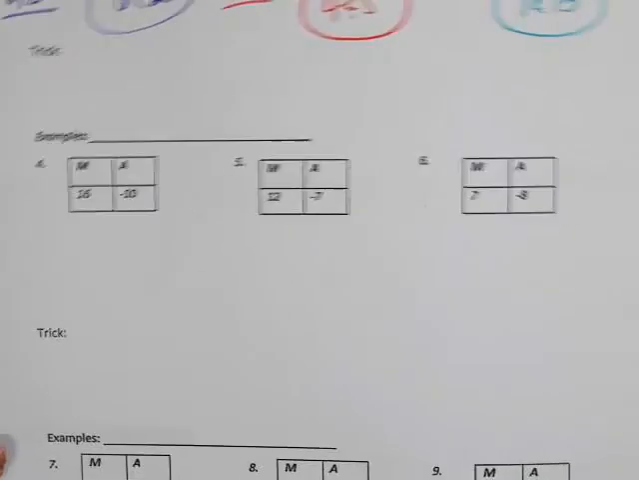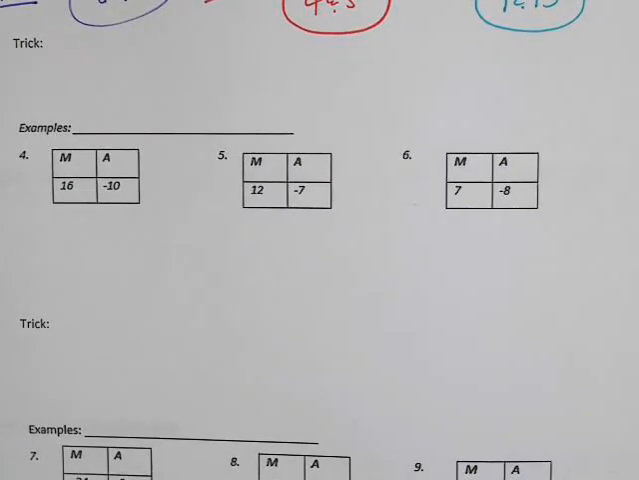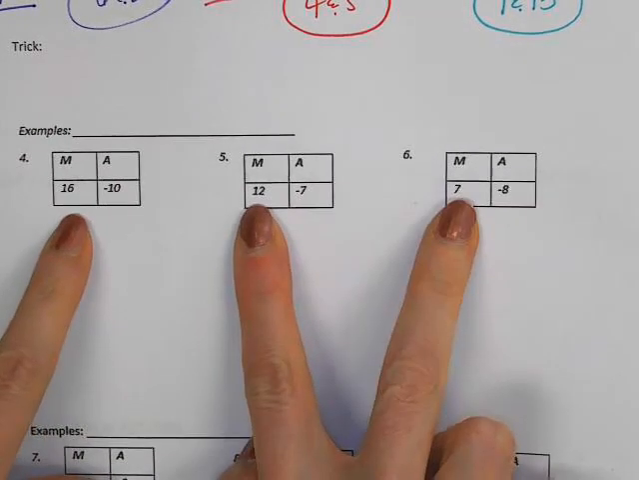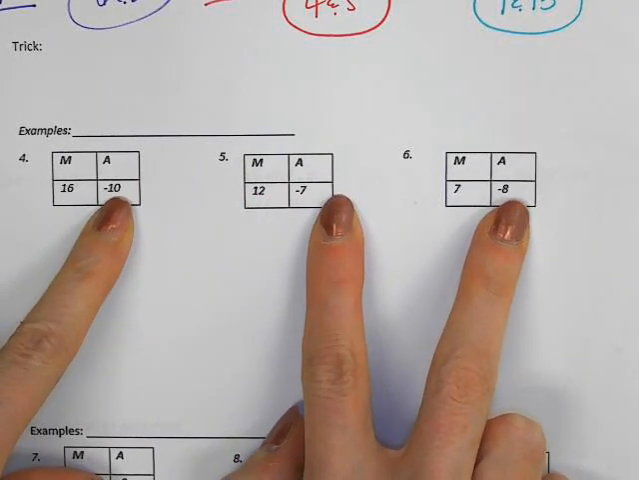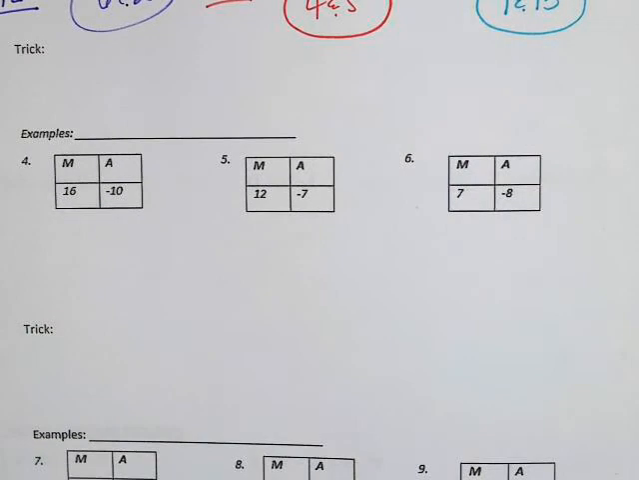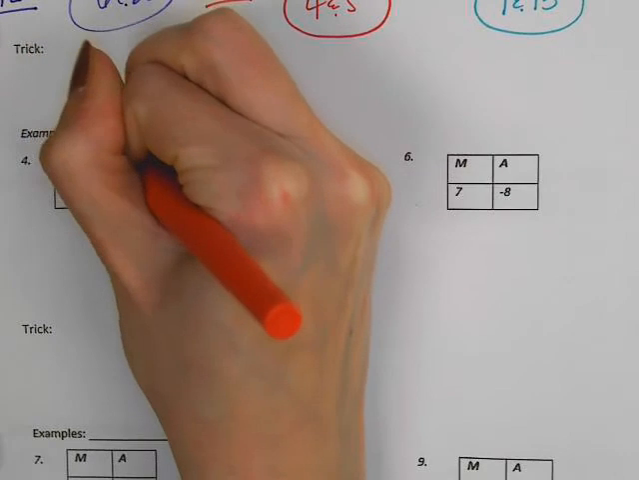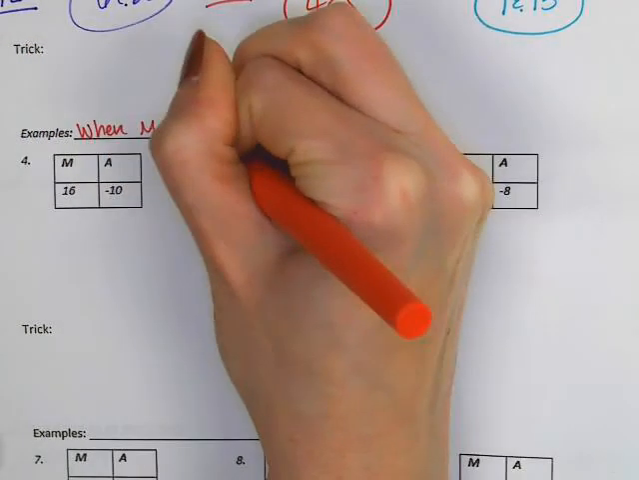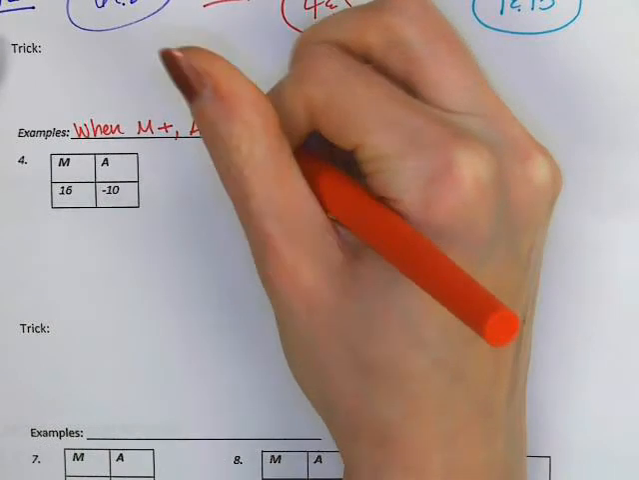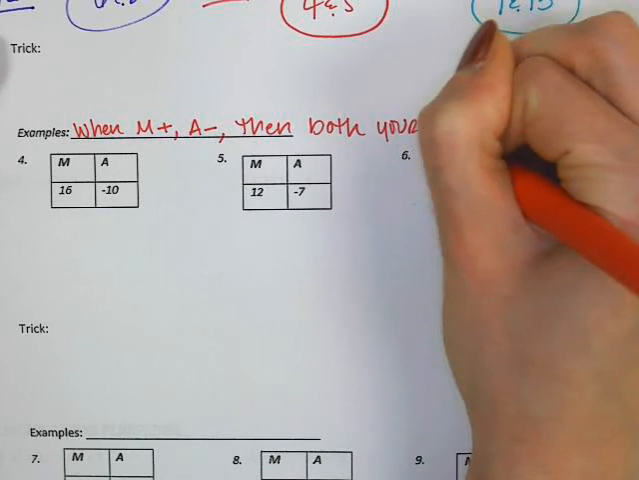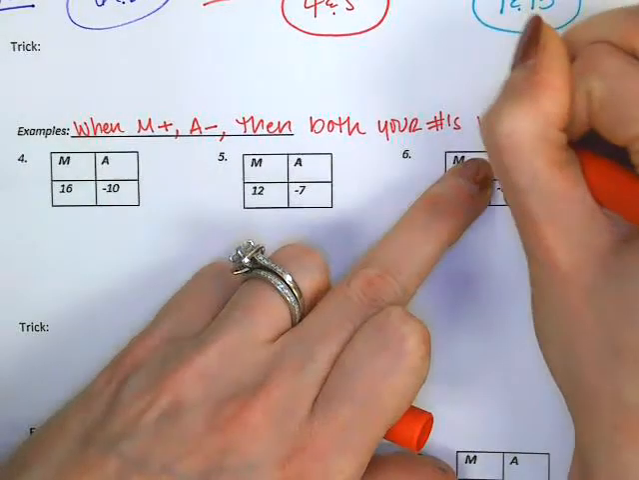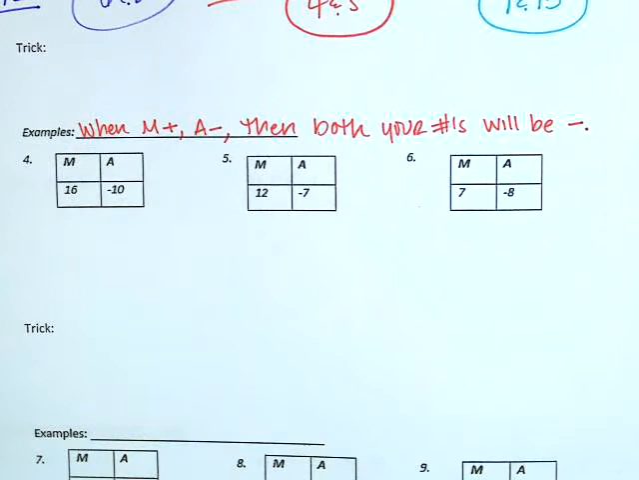Now, numbers 4 through 6 are a different type. What happens when the multiply is positive but the add is negative? This is a little bit harder. Let's write this down. When the multiply is positive but the add is negative, then both of your numbers will be negative. And let's see why.